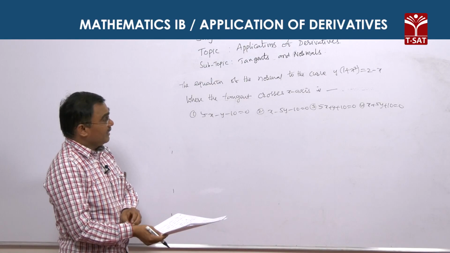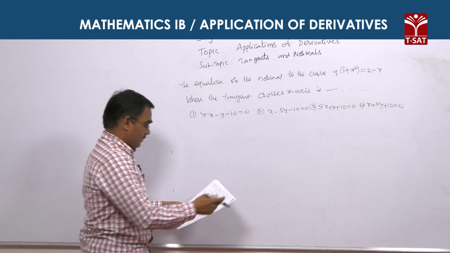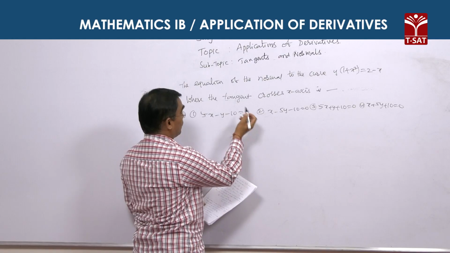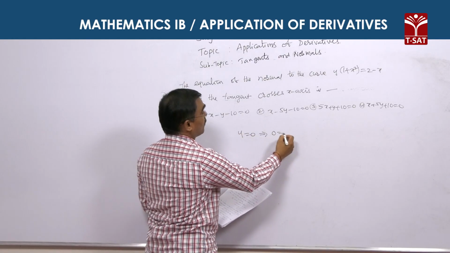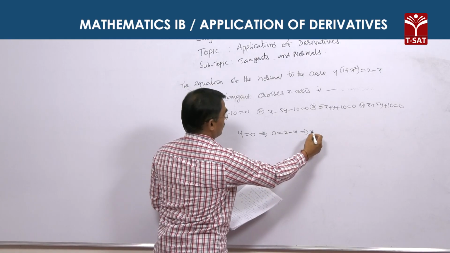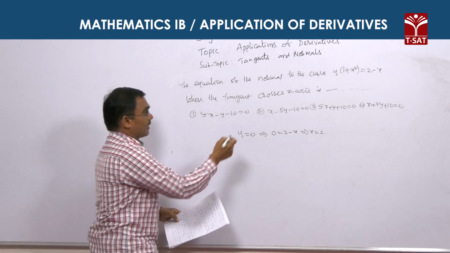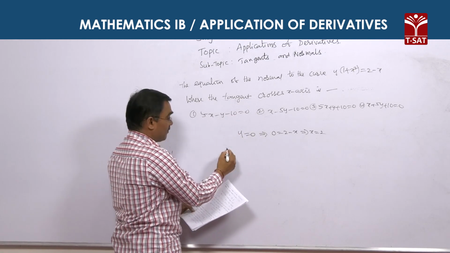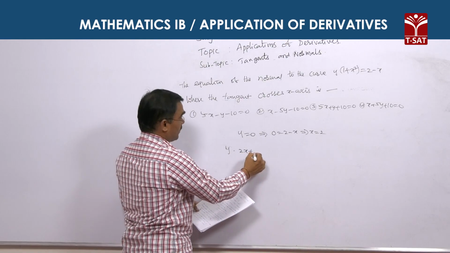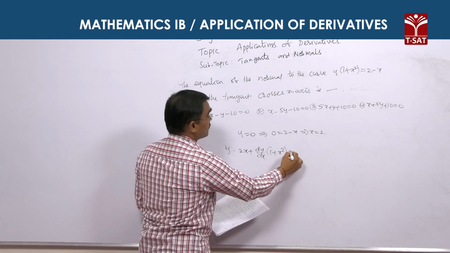The tangent crosses the x-axis means the y value is 0. Substituting y = 0 in the curve, 0 = 2 - x, which implies x = 2. The required point is (2, 0). Now the slope of the tangent: differentiating, y(2x) + (dy/dx)(1 + x^2) = -1.